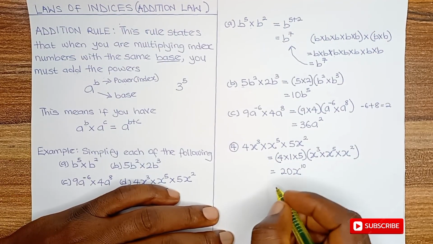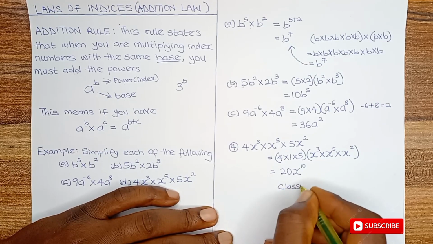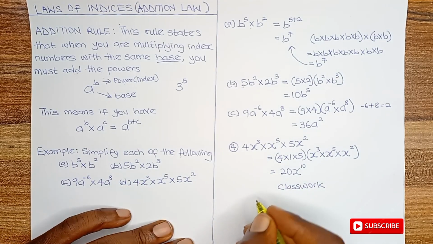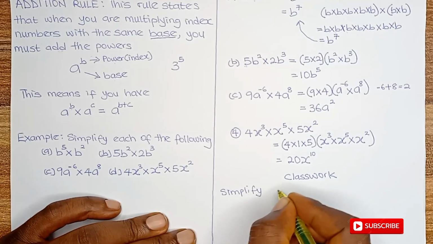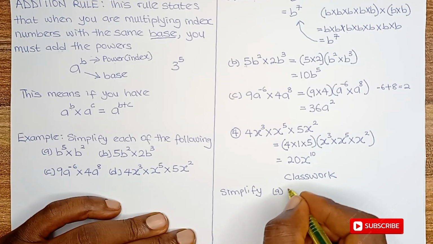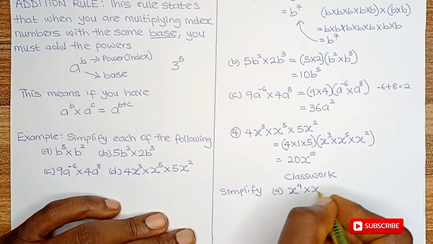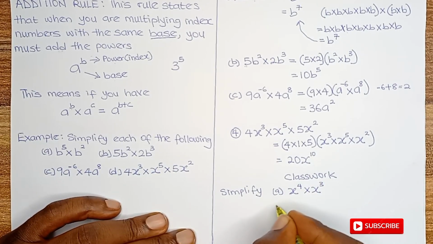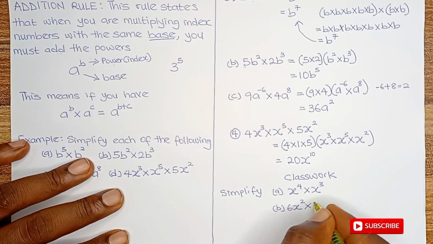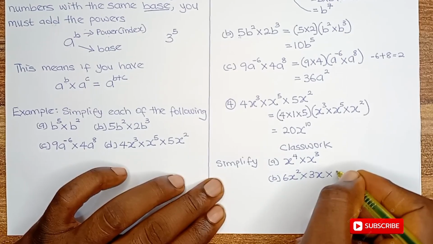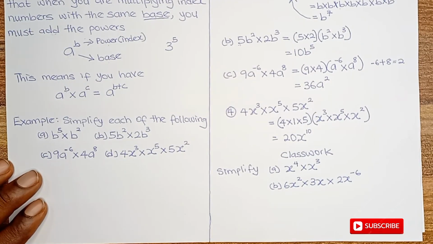Very simple. If you understood the topic, I'd like you to try out this classwork and leave your answer in the comment section. Classwork. Simplify: a, x to the power of 4 multiplied by x to the power of 3. And then b, 6x to the power of 2 multiplied by 3x multiplied by 2x to the power of minus 6. I'd like to see your answer to this question in the comment section.